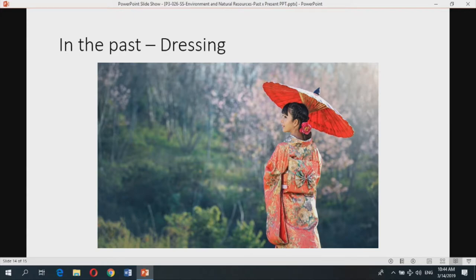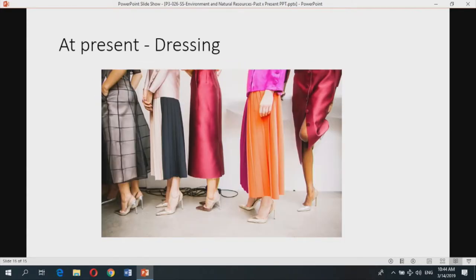Yes. But how do people dress now? At present. Dressing. You can see ladies, sometimes they wear shoes that are tall. When you're older, you might wear tall shoes like these. Do you know what they're called? High heels. Yes, I think they look very difficult to walk in. I don't have these types of shoes. But if you're older, ladies, you might wear high heels. So at present, dressing.